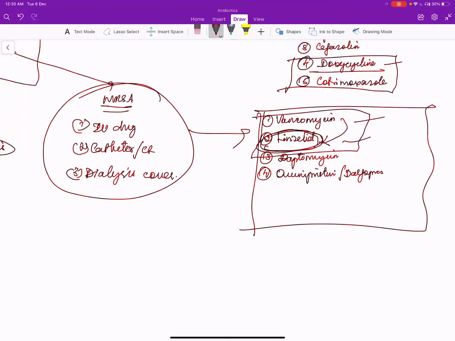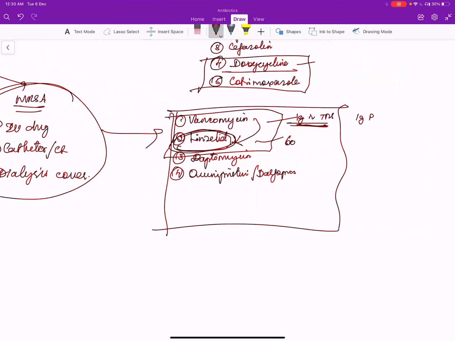Vancomycin dose? Any idea? 1 gram IV TDS, but based on the renal clearance. If the renal clearance is low, 1 gram BD, or sometimes 1 gram every alternate day we give, based on the GFR. Some formulae are available. Linezolid dose is simple, 600 milligram BD.